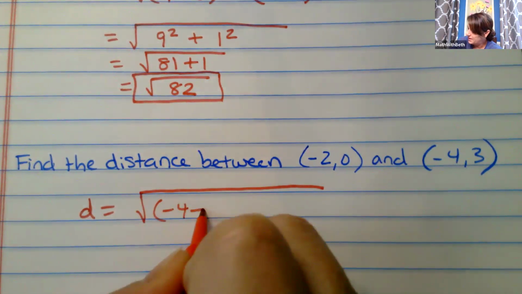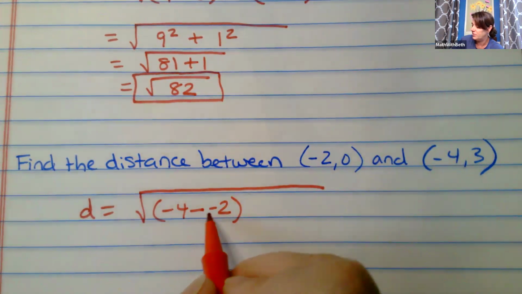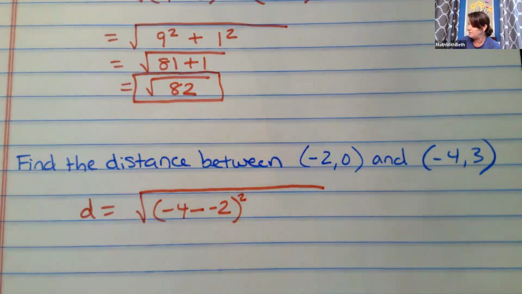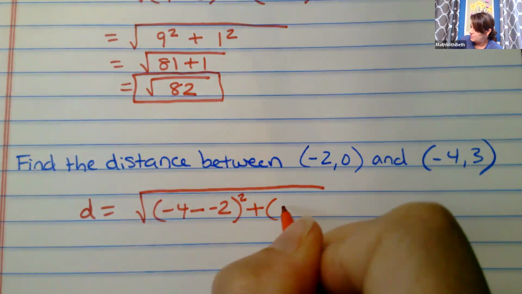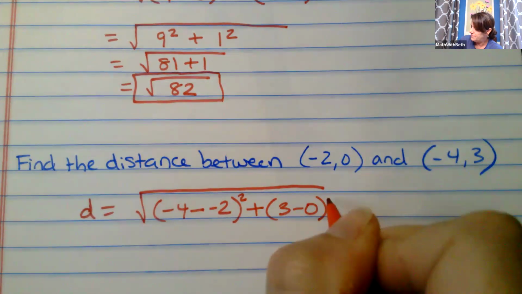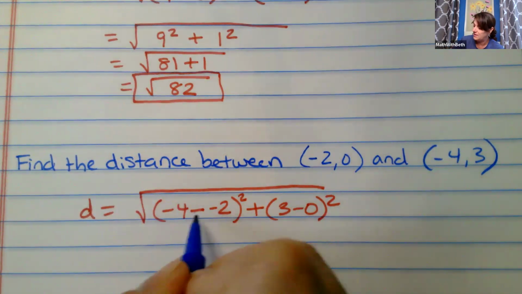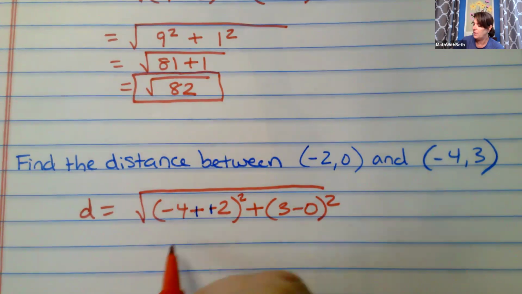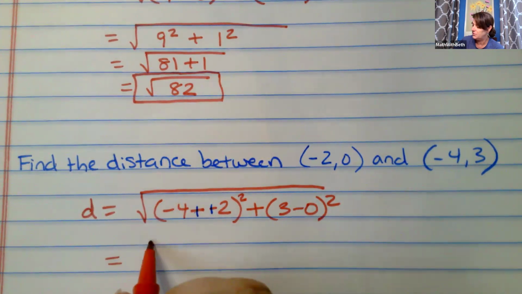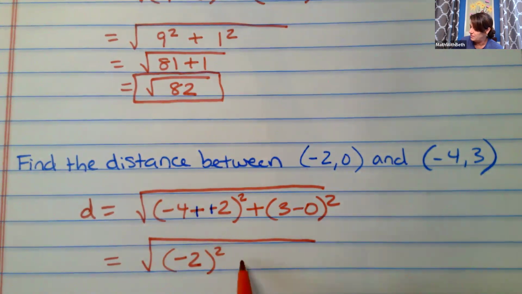The x minus the x. Again, we have a negative minus a negative, so there's going to be two negatives in there we'll have to deal with in a second. And then 3 minus 0. So -4 minus a -2 really becomes plus. What is -4 plus 2? -2. And then we're going to square that in a second. And this one becomes 3.